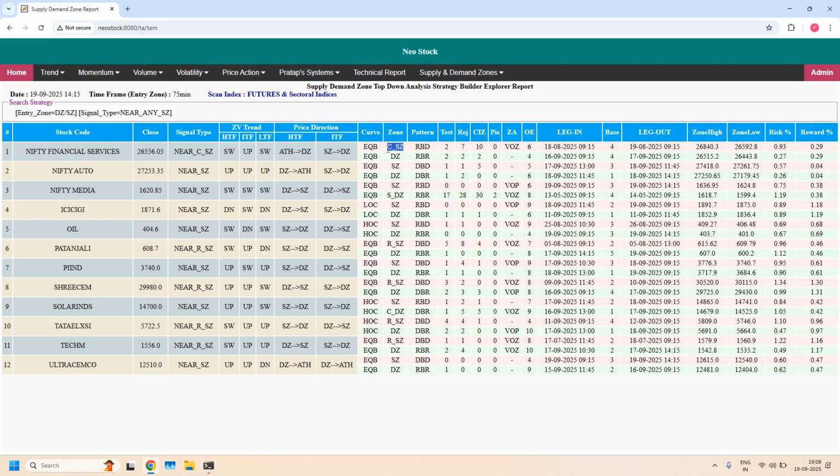And Nifty Financial Services, this is the Fin Nifty, having a high liquidity 75 minute supply zone. Next, Patanjali is having a high liquidity 75 minute supply zone. Next, Shriram Cement is having a high liquidity 75 minute supply zone. Next, Tata Elxsi, and then Tech Mahindra. So total 5 75 minutes high liquidity supply zones we identified from this list.